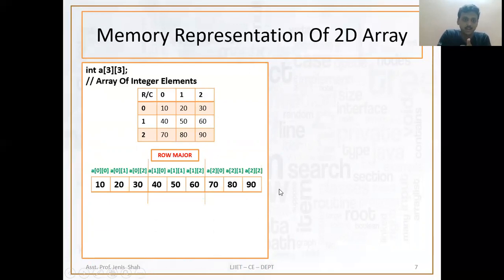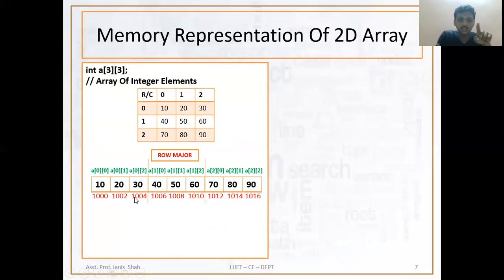Fine. Now, these are the elements a of 0 0, a of 0 1, 0 2, 1 0, 1 1, 1 2, 2 0, 2 1, 2 2. Is it fine? Okay. Now, if their addresses are 1000, 1002, 1004, 1006, 1008, and so on in a continuous fashion, this is possible if the elements are stored in row major form.